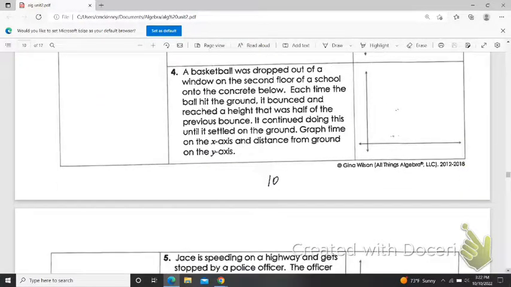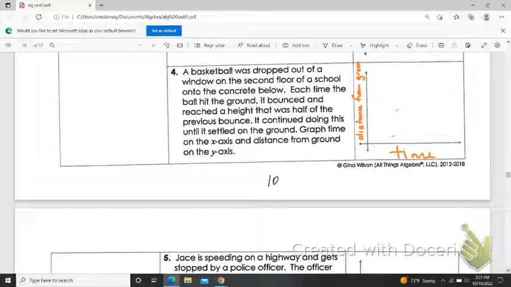A basketball was dropped out of a window on the second floor onto the concrete below. Okay, so here we've got time on the X again, and the distance from the ground. We could also probably call that the height, right?